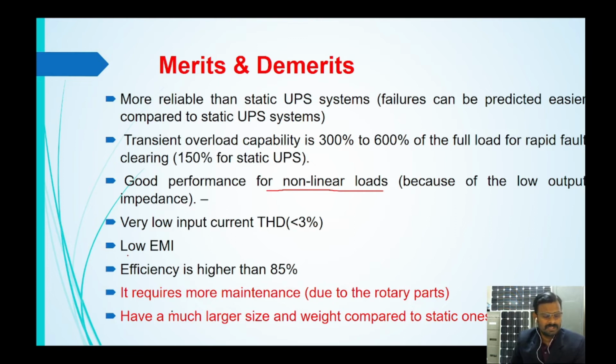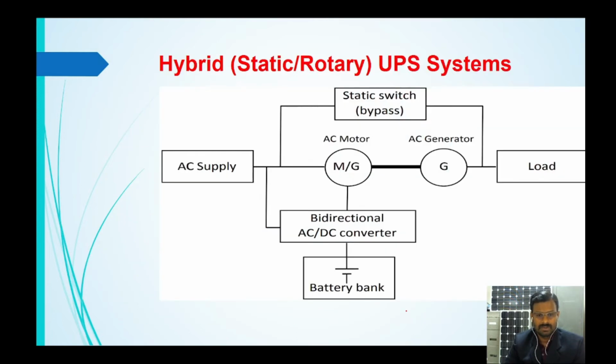Low EMI (electromagnetic interference) and high efficiency up to 85%. So these are the advantages, and the disadvantage is that it requires more maintenance because of its rotary parts, and of course it has a bigger size and weight compared to static ones, because we have a motor, a generator, and again the AC motor. So all this consumes a big space as well as weight. So these are the advantages and demerits of a rotary UPS system.